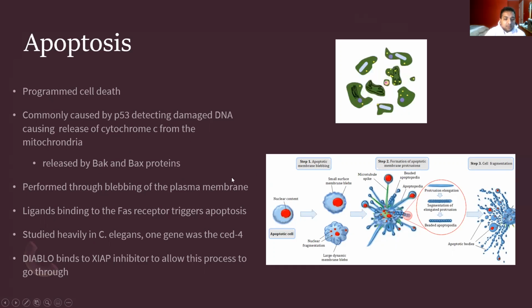This is performed through blebbing of the plasma membrane. This is an example of what blebbing is. You can also see it here. It's like the cell membrane condenses into itself and starts peeling away pieces. And then phagosomes can come eat them and safely remove the material from the bloodstream or whatever portion of the body they are in.